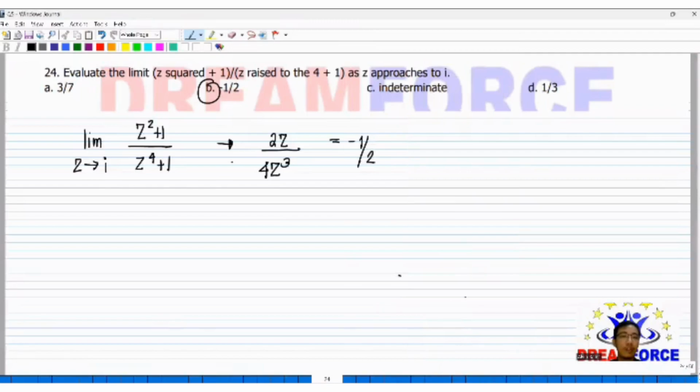Okay, next, number 25. Again, L'Hopital's rule. Pang L'Hopital's, hospital yata yun. Pero L'Hopital's rule yung ano niya, basa. Okay, next, number 25.